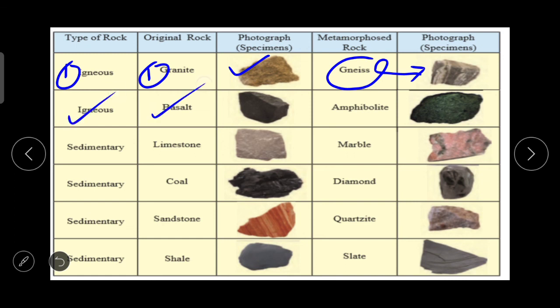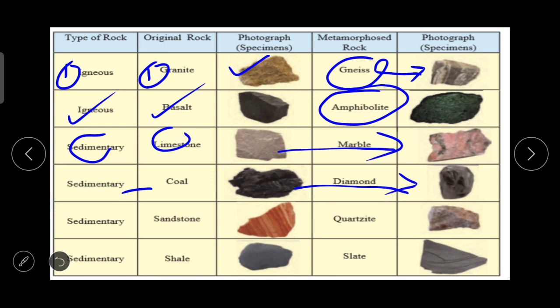Igneous, then the basalt and amphibolite. Sedimentary rock, limestone, that is marble. Sedimentary and coal, that is diamond. Sedimentary and sandstone, that is quartzite. Sedimentary and shale, that is slate.